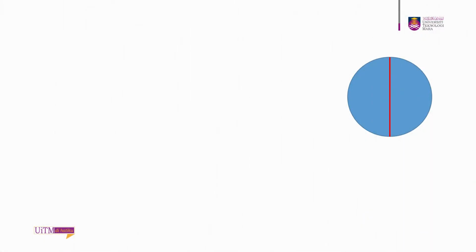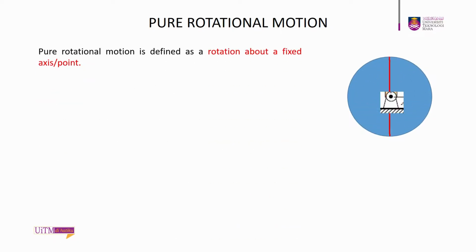Hello everybody, today we are going to learn about pure rotational motion. Pure rotational motion is defined as a rotation about a fixed axis or point. Of course, the fixed point will have zero velocity and zero acceleration.